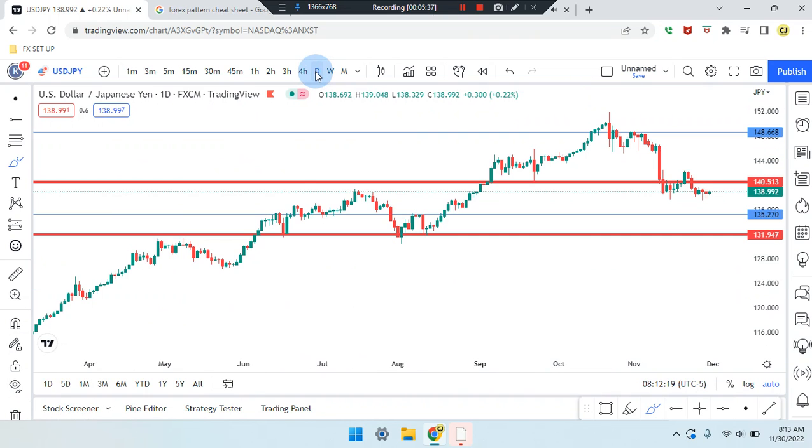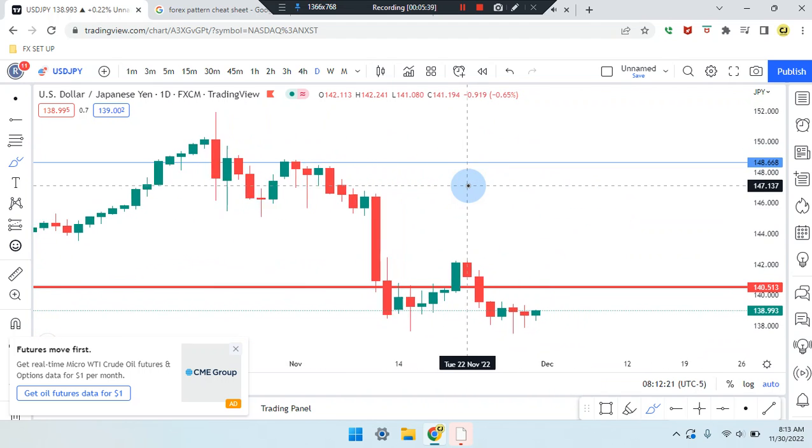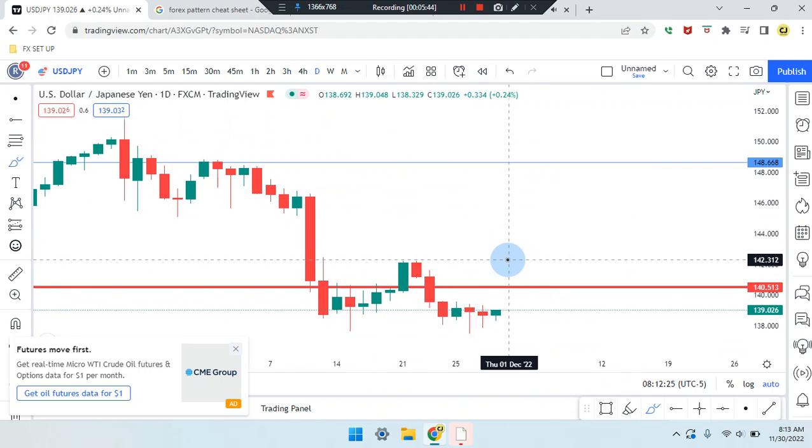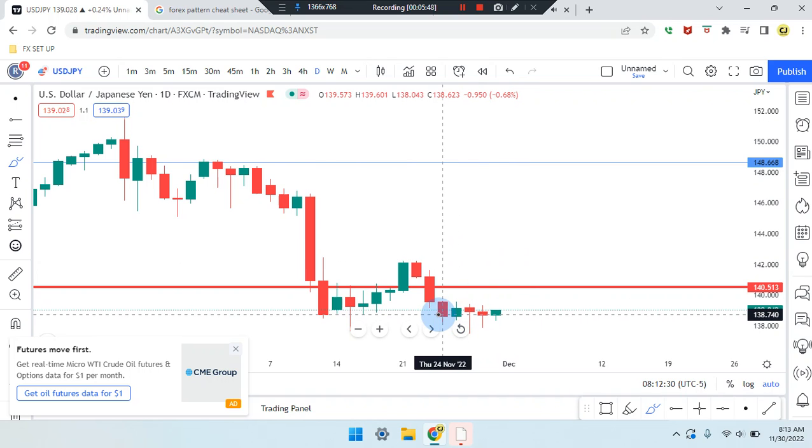Headed down to the daily time frame. Price action daily time frame reading as a bullish green doji. Second, third, fourth, fifth last candles on the market, all dojis. Fifth last candle, more of a spike down to that low of that support.